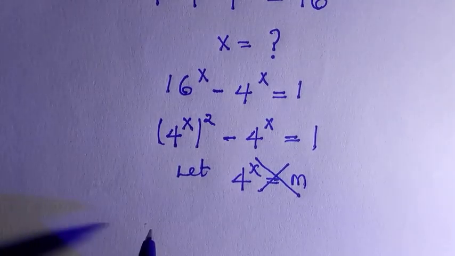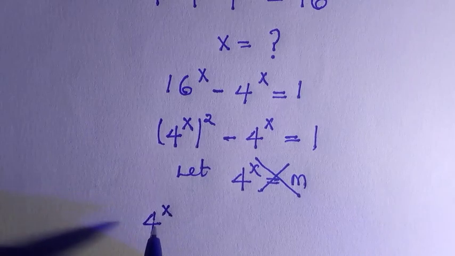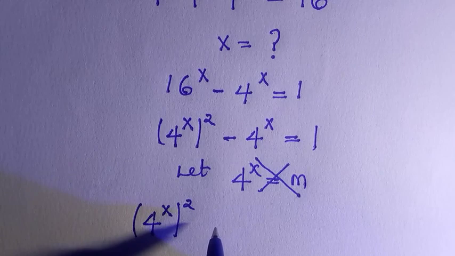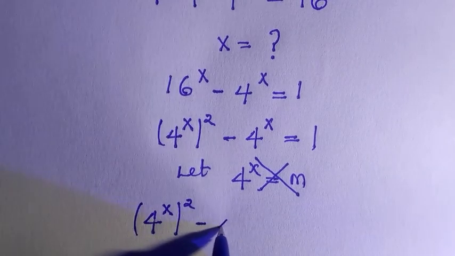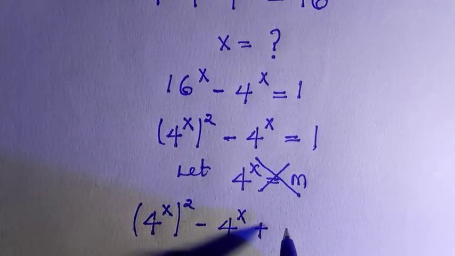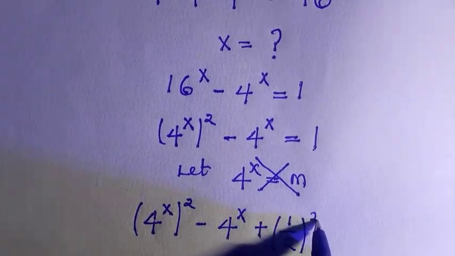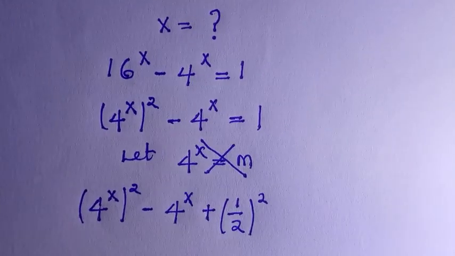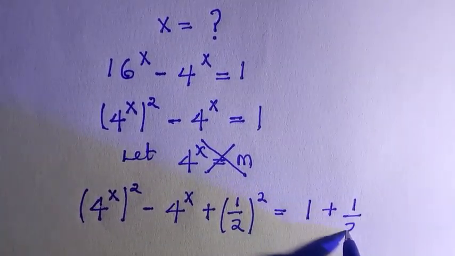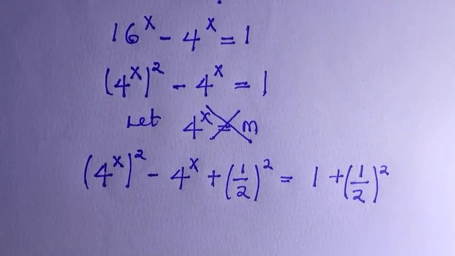What I will do here is, if this is 4 to the power of x, everything raised to the power of 2, and we have this as negative 4 raised to the power of x, suppose I take half of the coefficient and raise everything to the power of 2 and add it to both sides. Let's see what the output will be. Then we have 1 plus 1 divided by 2, all raised to the power of 2. So I added this to both sides. You must know that it will cancel later.